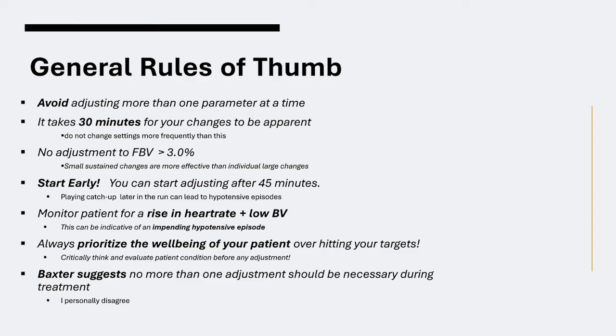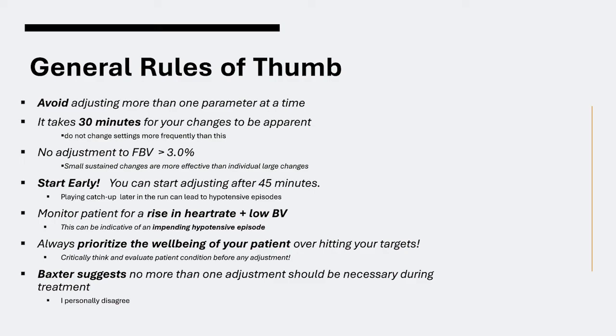Especially while you're learning, I would encourage you to not make adjustments to the final blood volume, this is during treatment, of greater than around 3 points. Anything larger than that makes for more aggressive changes, so I strongly encourage small, sustained changes rather than making individual large changes. So do your Q30-minute checks and make adjustments as necessary.